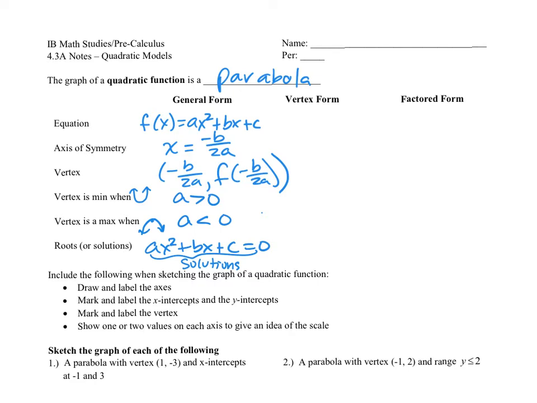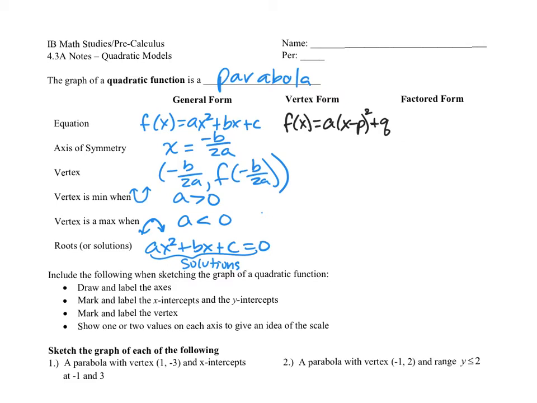So now let's look at vertex form. Vertex form of a quadratic equation looks like this. f(x) is equal to a(x − p)² + q. Now in your Algebra 2 classes, it's likely that your teacher used h and k here. So this is just the IB way of writing the same thing. So a(x − p)² + q.